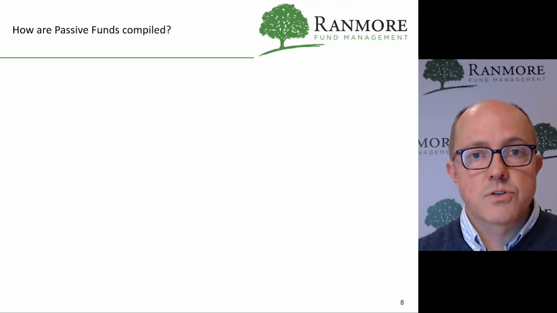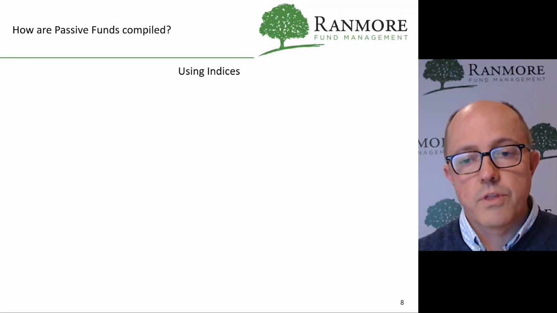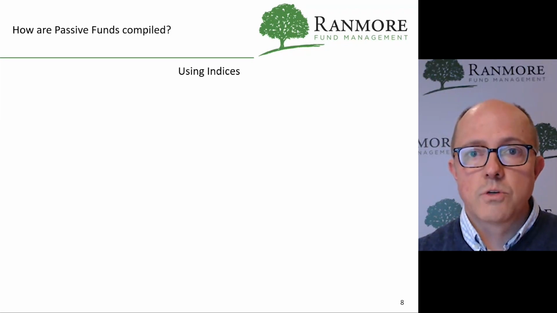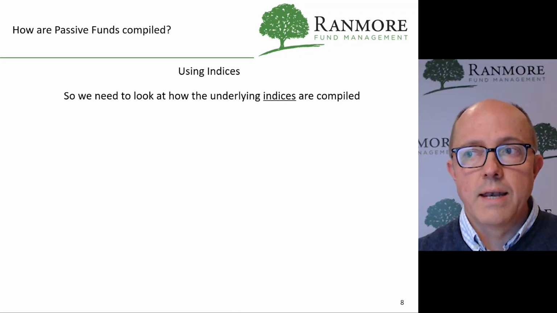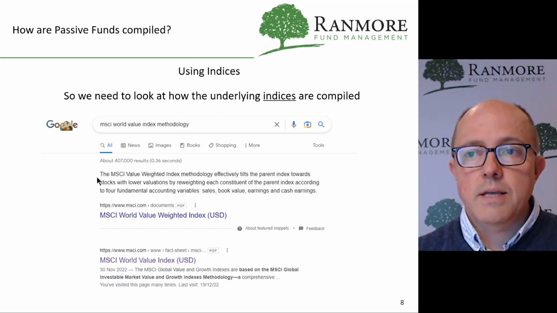So how are passive funds compiled? Well, they use indices. Okay, you saw the FTSE 100. It's all important, the index. So we need to look at how the underlying indices are compiled. What you want to do is go to Google and type in whatever index, and then the methodology, and then you'll find some long documents with some complicated mathematical formulas, and you can delve in there. I've tried to simplify it.